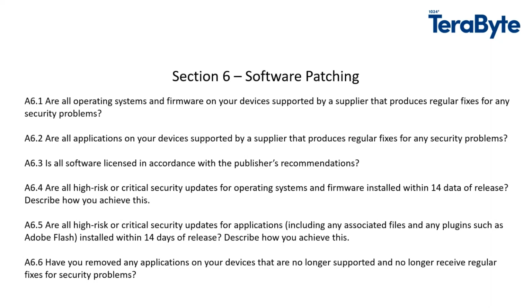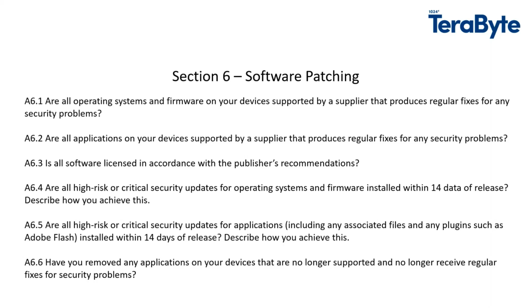A64, are all high-risk or critical security updates for operating systems and firmware installed within 14 days of release? So this is making sure that your operating systems, your computers, your mobile phones, all devices are kept up to date, and for any critical security updates, they're installed and pushed out within 14 days. So for instance, Windows is Patch Tuesday, which is every second Tuesday of the month. You've just got to make sure that all your computers are fully up to date and have got all the latest security fixes within 2 weeks of that Patch Tuesday.